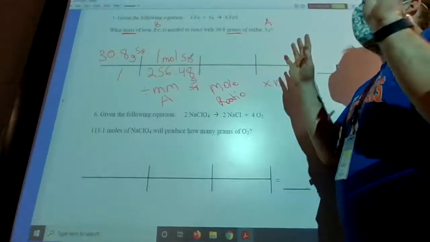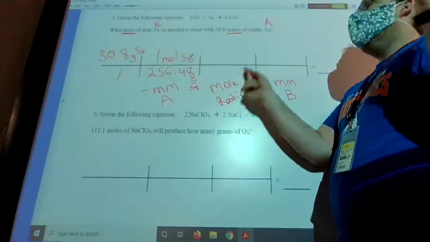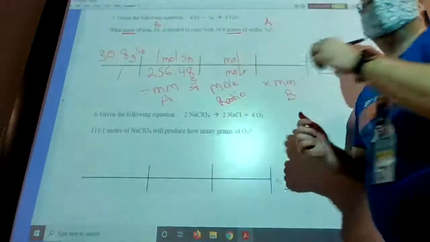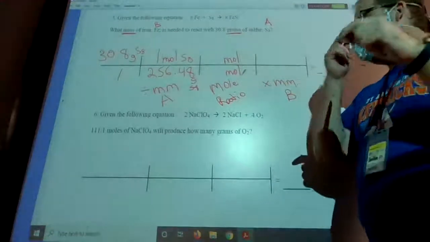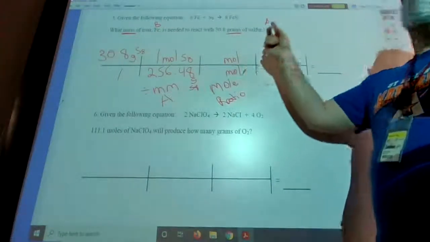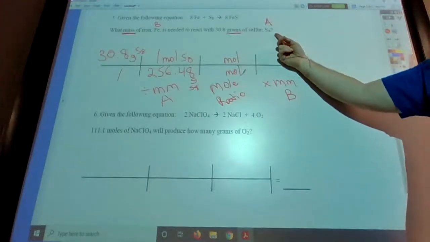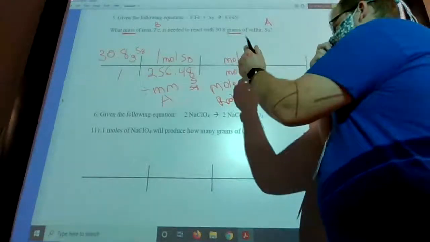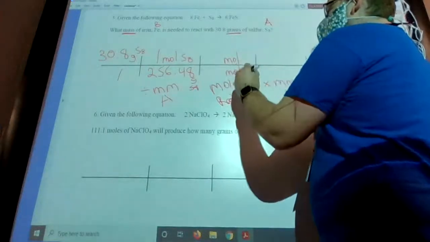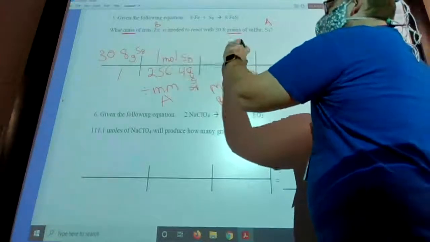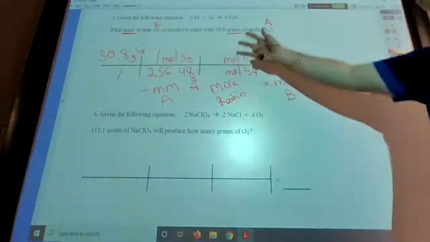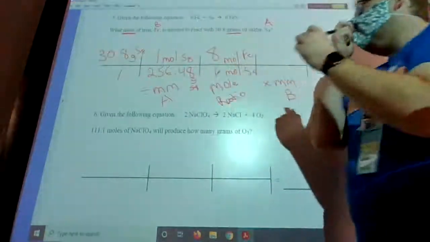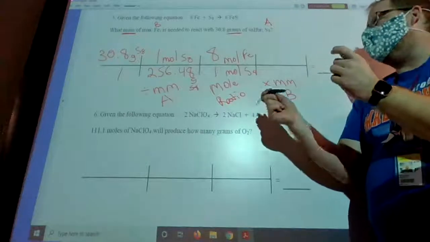So let's show you why. My mole ratio has to be moles over moles, right? Moles over moles. So what's my chemical A? It's S8. And A has got to go on the bottom because remember the mole ratio has to be B over A. So S8 has to go on the bottom here. What's my chemical B? It's this Fe. And my coefficients in front of those are 8 in front of the iron and 1 in front of the S8. So that mole ratio is 8 over 1.